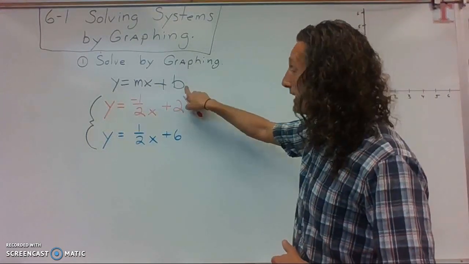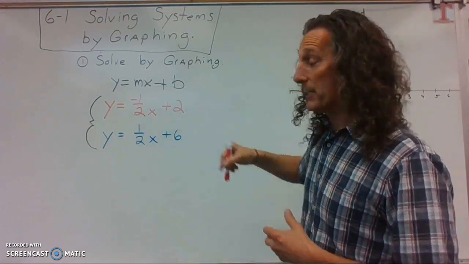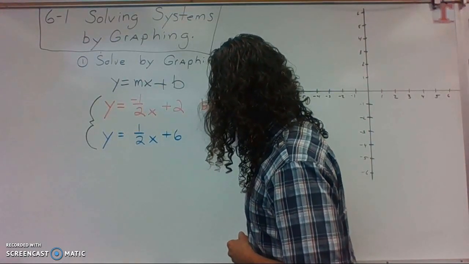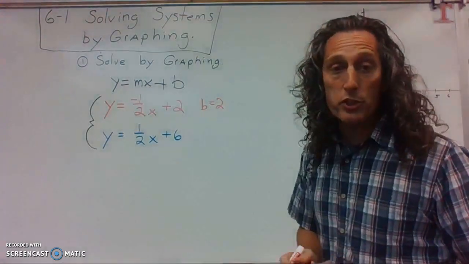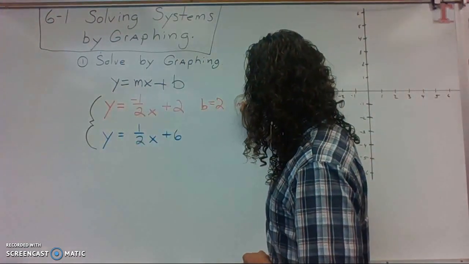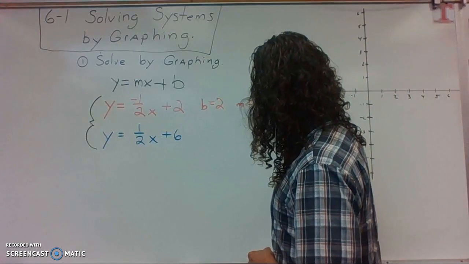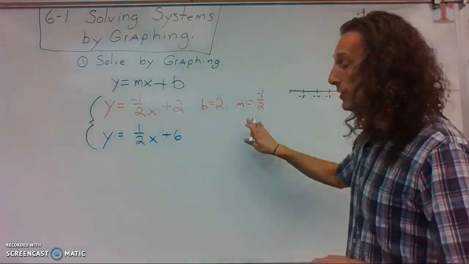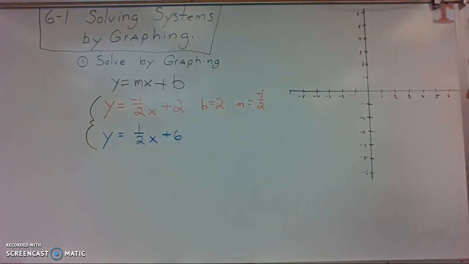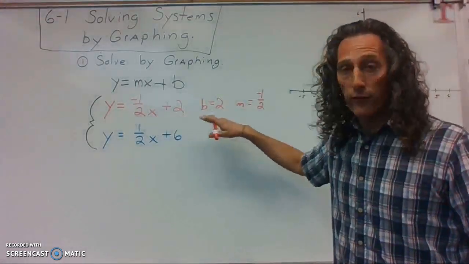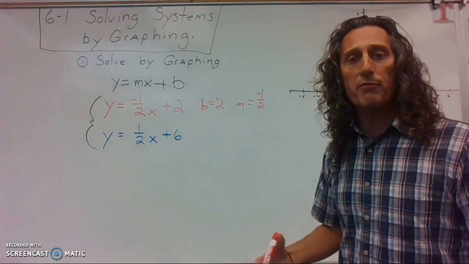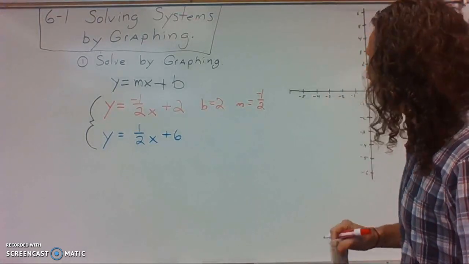Remember that the b stands for the y-intercept. So on this one, b is 2. And then the slope is what's in front of the x. So this m happens to be negative 1/2. So what I'm going to do is graph this on my coordinate plane. And notice I am using two different colors just because I'm going to have two different lines on my graph, but that's just for teaching, right? You can just use pencil.